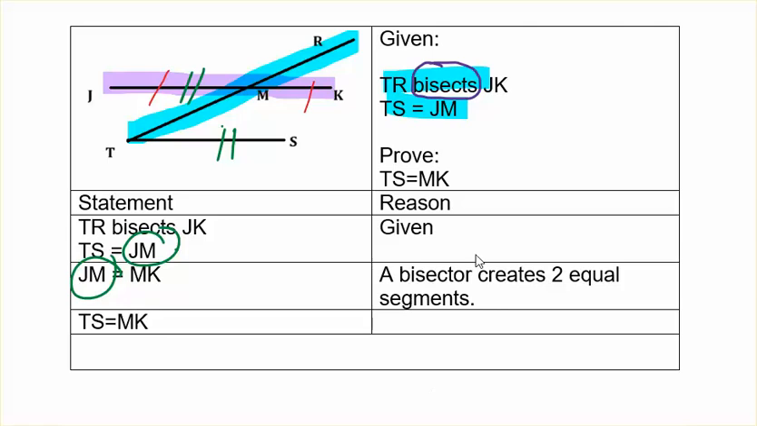That means I am ready to jump to what I'm trying to prove. I now know that TS is equal to MK. And just like in our last problem, this is the transitive property.